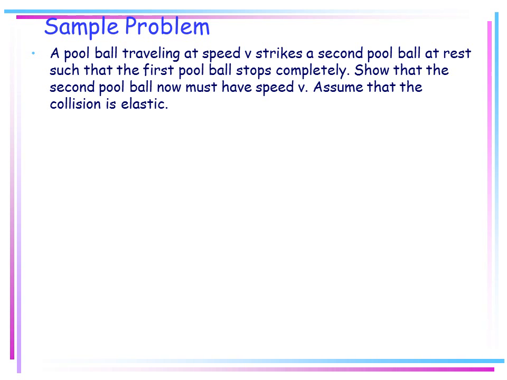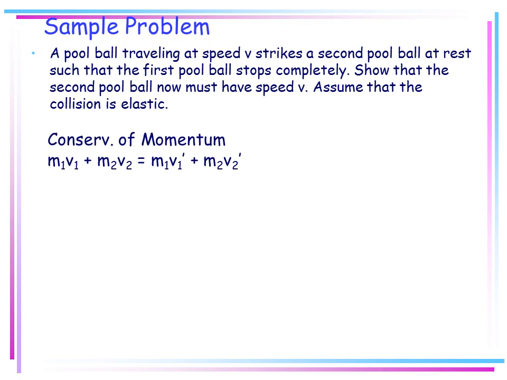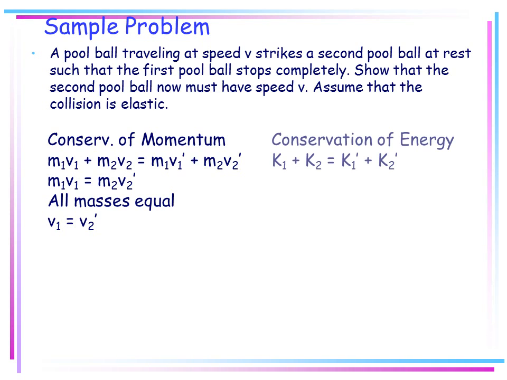So we have a pool ball traveling at speed v, striking a second pool ball at rest, such that the first pool ball stops completely. We want to show that the second pool ball must now have the same speed v, assuming an elastic collision. Well, if we conserve momentum, we just have the momentum of ball 1 before equaling the momentum of ball 2 after. Since masses are equal for pool balls, the velocity before equals the velocity after. Very easy to show with conservation of momentum.